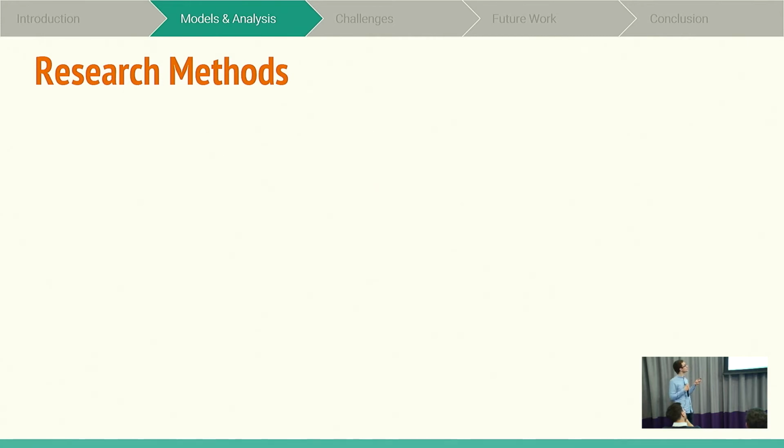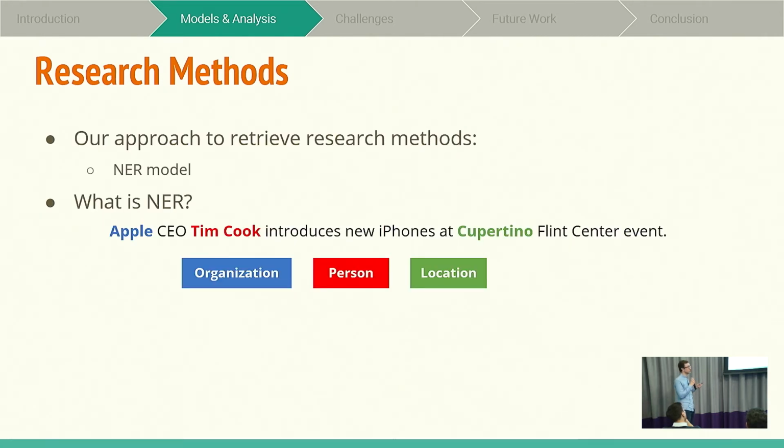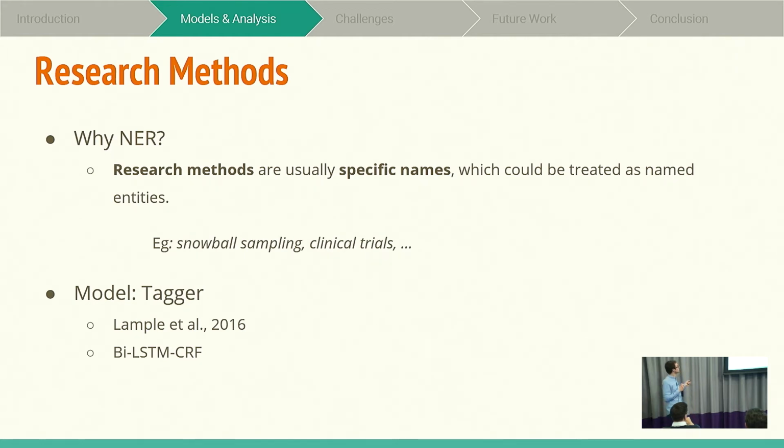So let's move on to research methods. Our approach to solve this is an NER model. So this is basically, given the sentence, Apple CEO Tim Cook introduced the iPhone at Cupertino Film Center event, the NER model tries to tag Apple as an organization, Tim Cook as a person, and Cupertino as a location. We think that research methods are usually specific names, so we can model them as named entities. So for example, clinical trials, novel sampling.